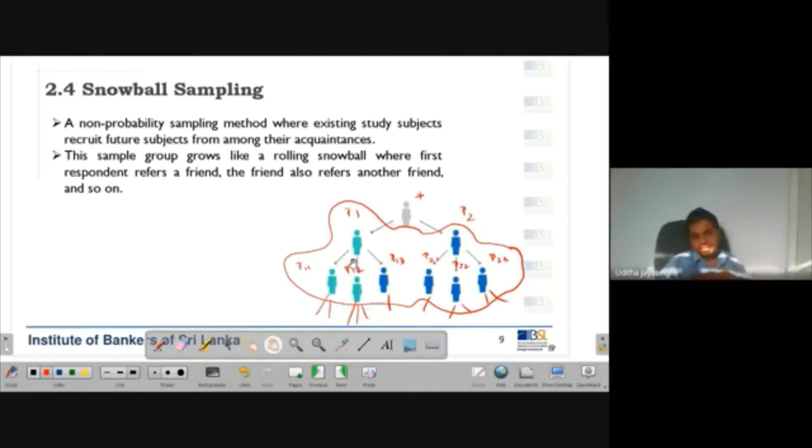The snowball sampling. First bullet: a non-probability sampling method where existing study subjects recruit future subjects from among their acquaintances. So the whole idea is that it's like a pyramid. You start with the top, and then when you go to the very bottom, you have multiple layers of people being acquired into this data set. This sample group grows like a rolling snowball, where the first respondents refer to a friend, then the friend refers to another friend, and so on and so forth.